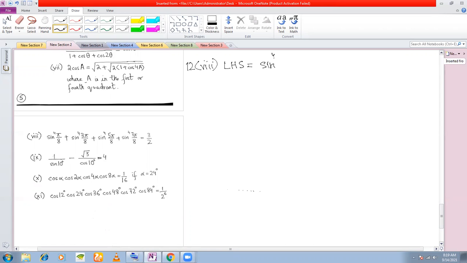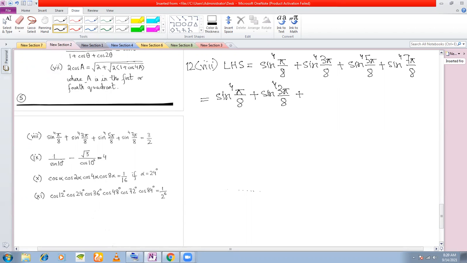Sine to the power of 4 pi by 8 plus sine to the power of 4 3 pi by 8 plus sine to the power of 4 5 pi by 8 plus sine to the power of 4 7 pi by 8. The first two signs you write as it is, because the third and the fourth signs, that is sine to the power of 4 5 pi by 8 and sine to the power of 4 7 pi by 8, can be expressed in terms of the first two signs. So that is why we are writing the first two signs as they are.